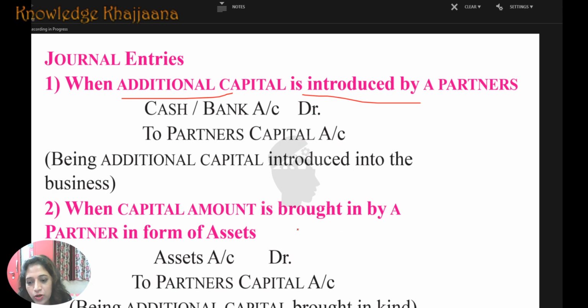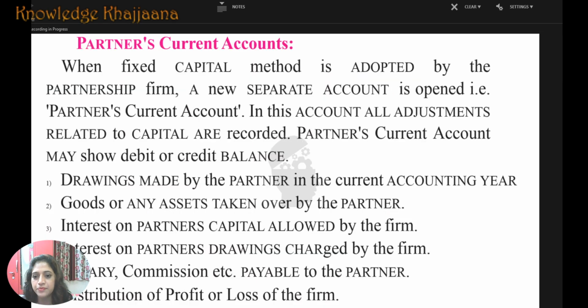When capital is brought in by the partners in the form of assets, instead of cash, it will become an asset account debit to the partners' capital account. Why? Cash or bank are coming into the partners' capital account, and assets are coming into the partners' capital account. Only these two entries were there in the first simple pro forma.